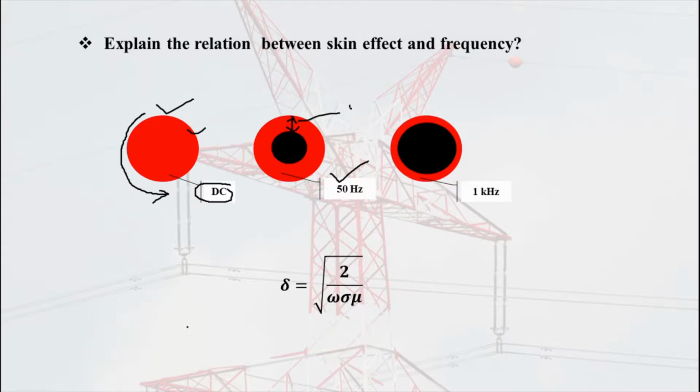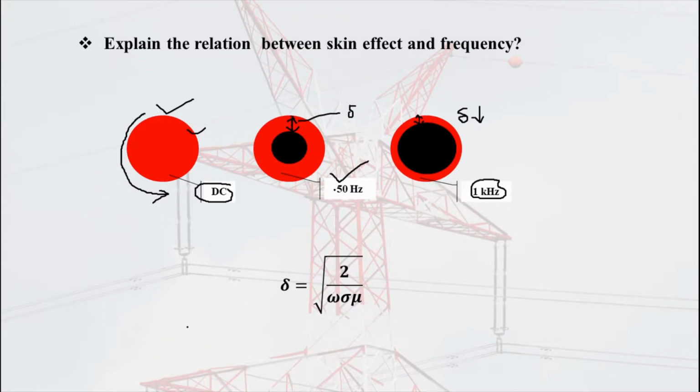So here we can see that the area over which current flows decreases when frequency increases. Now if this frequency is further increased to 1 kilohertz, then we can see that current flows through a very small area, which means skin depth further decreases. So from this we can clearly see that skin effect increases when we increase the frequency.